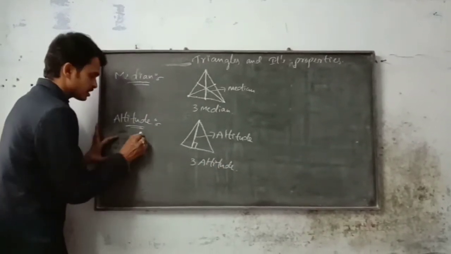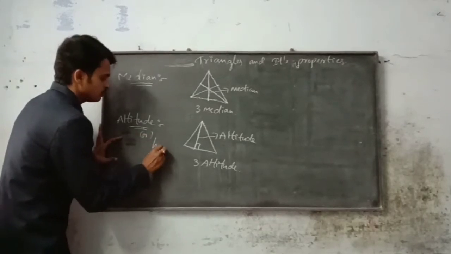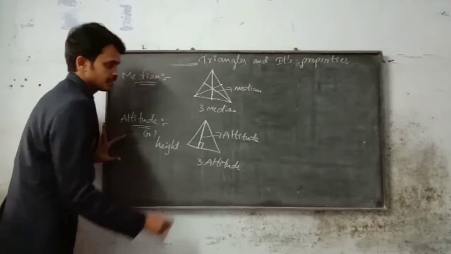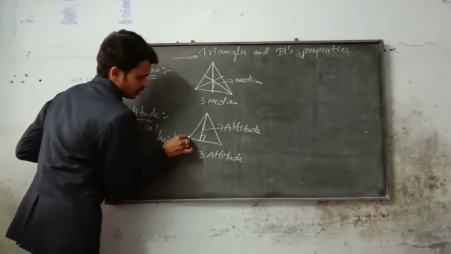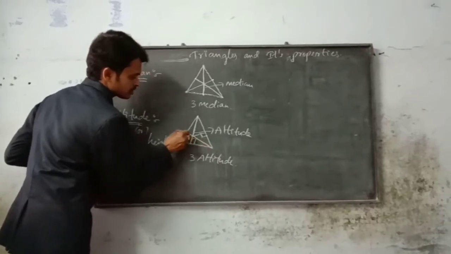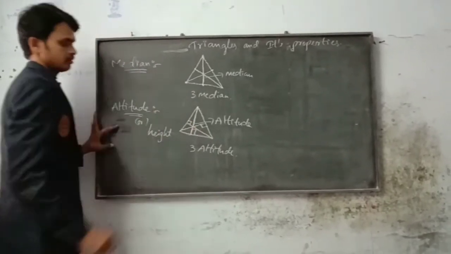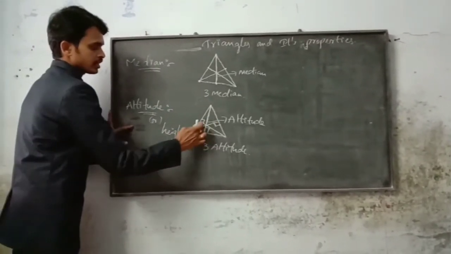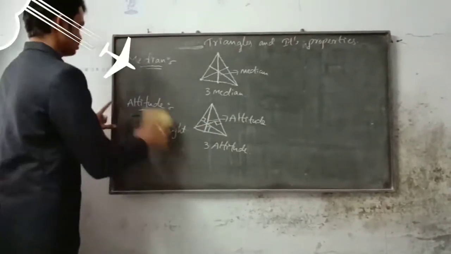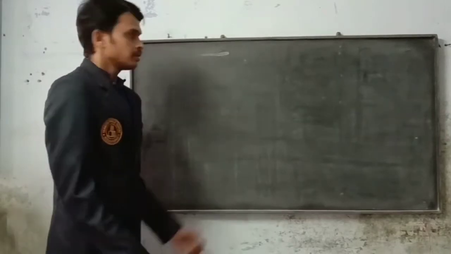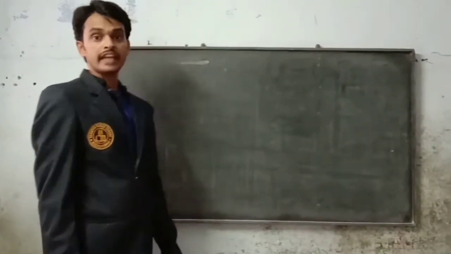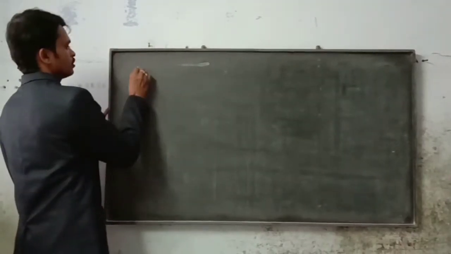Altitudes are also represented as height. Altitude is nothing but height. So like this, it will be perpendicular. A triangle has three altitudes. Next, now we are discussing the classification of triangles, types of triangles.